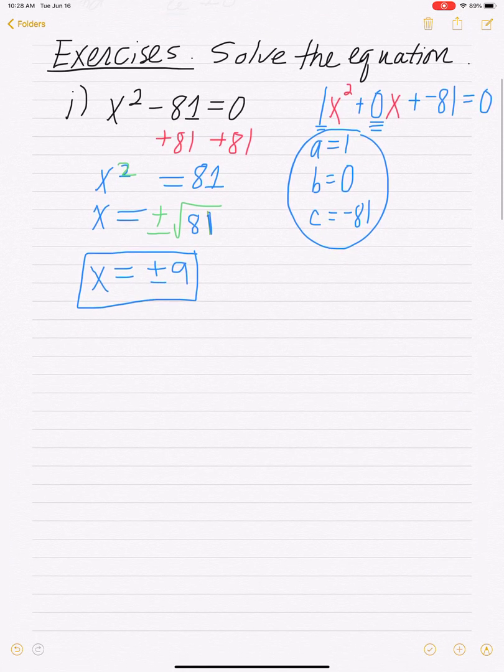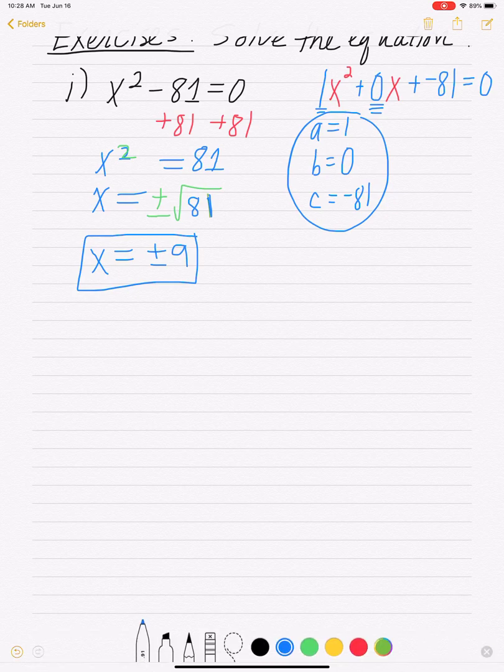Okay. But what happens when we have an x term in the middle? Let's say we have something such as this, x squared plus 3x plus 2. X squared plus 3x plus 2 equals 0. So this one has an x term in the middle. So it's not going to be a power equation type.